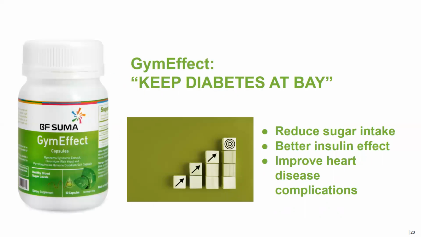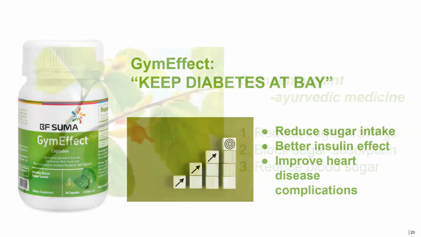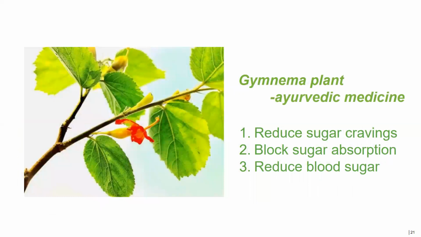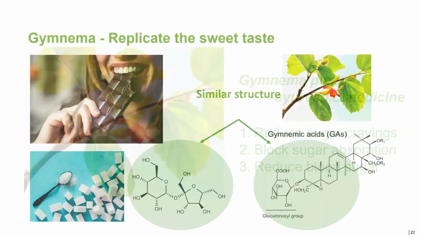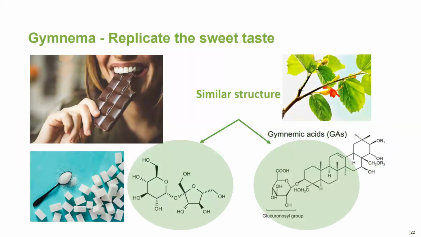Now, the concept of Gym Effect capsules is to keep diabetes at bay, reduce sugar intake, improve insulin effect, and improve heart diseases and complications. So what are the ingredients here? Number one is Gymnema plant. Now what does it do? It reduces sugar craving, it blocks sugar absorption, and reduces blood sugar. The Gymnema has the same molecular structure as sugar, so it replicates the sweet taste without adding the sugar. Now this is science.